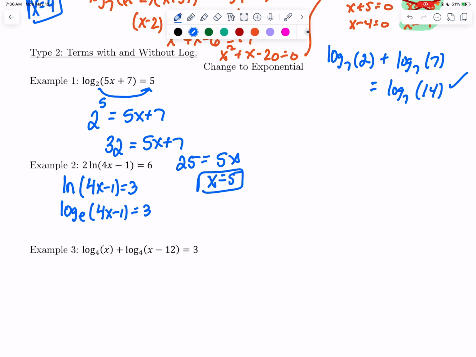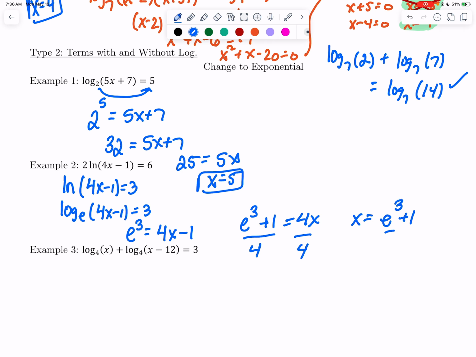I'm going to convert this so that I have e to the 3rd is equal to 4x minus 1. I'm solving for x, so I'm going to have e to the 3rd plus 1 is equal to 4x. Then I'm going to divide by 4, which gives me e to the third plus 1 over 4.